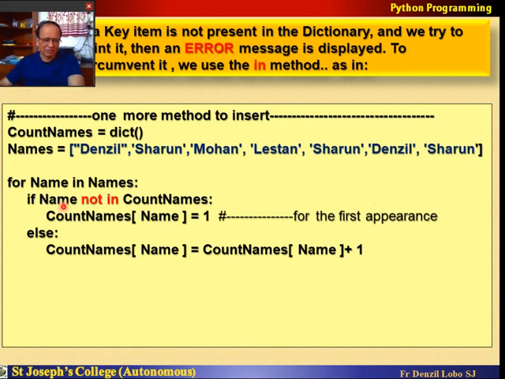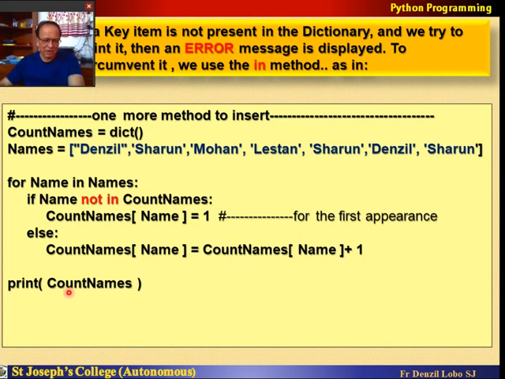So therefore, if the name is not in count names, I'm using this not. We have used it earlier. Now we are using not in count names. Then what you say, all right, it is appearing there for the first time. For example, Denzel here, it is at the moment not in count names. So it is going to assign 1 to this key. Otherwise it is going to increment, as we have seen in the last slide. So I say count names name is equal to count names name plus 1. I'm incrementing the value of this key by 1. So this is therefore how it is to be done.